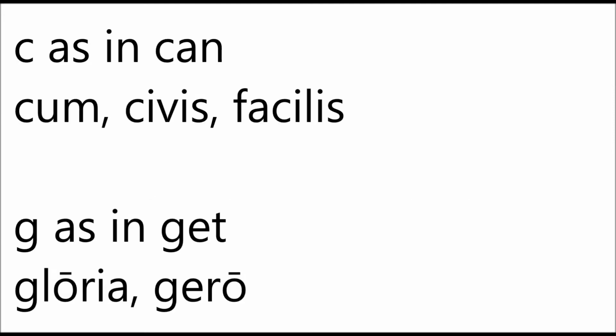Now for consonants, the pronunciation is pretty straightforward. A lot of it is what we know. I'm just going to hit on some of the major ones that are different. C's and G's are always hard. The C is always like can, our word can: cum, kiwis, facilis. The G's are also always hard, as in get: Gloria, Gero.